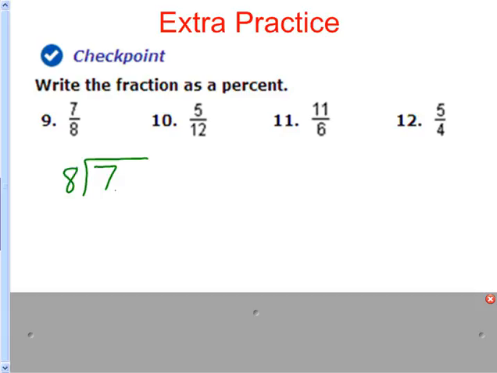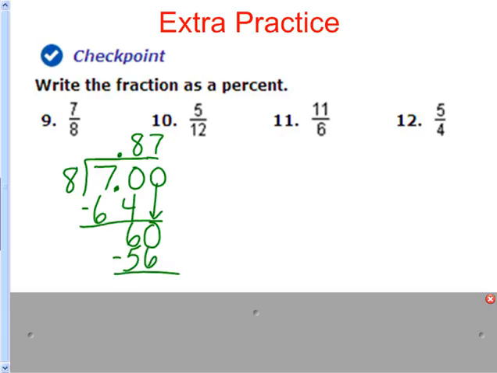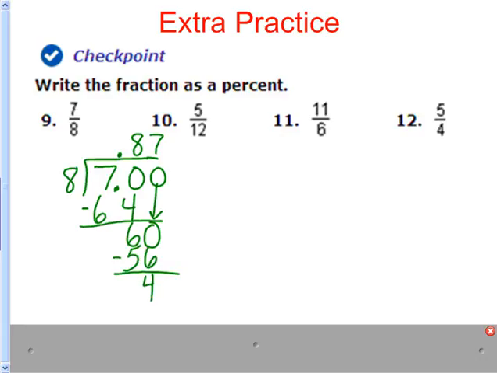Using traditional long division, I can add a decimal point and a 0, put my decimal point up into the quotient, and think about how close can I get to 70 using 8. 8 times 8 is 64. 8 times 9 is 72. So it looks like 8's the closest I can get. 8 times 8 is 64 with a remainder of 6. I'm not quite done yet, so I'm going to add another 0, bring it down. 8 times 7 is 56. That's going to give me a remainder of 4.